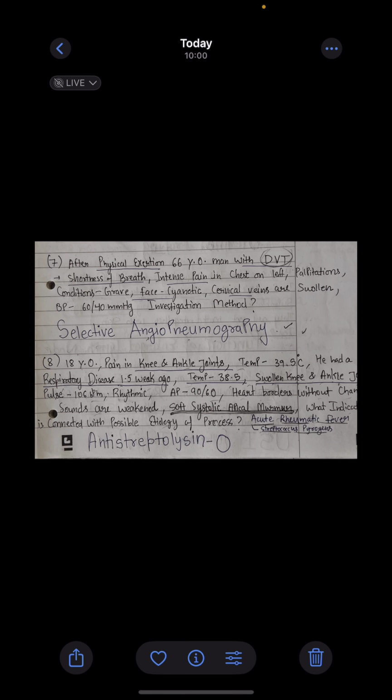So I haven't discussed acute rheumatic fever yet, but let's discuss a short note about it here. Pain in the knee and ankle joint is typical for acute rheumatic fever. The soft systolic apical murmur is typical for acute rheumatic fever, and so is the upper respiratory disease 1.5 weeks ago. What happens is the person has tonsillitis first of all, and then if the bacterial infection persists, at the later stages it will start to destroy the mitral valve.